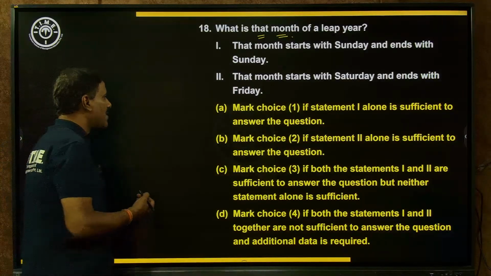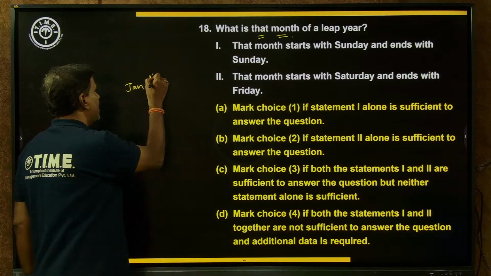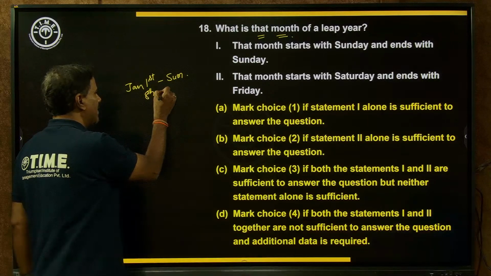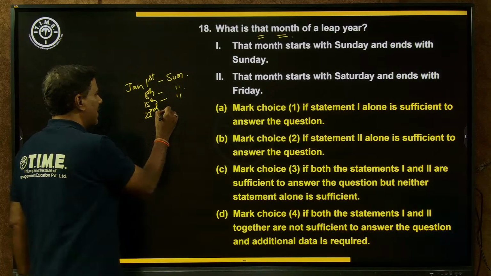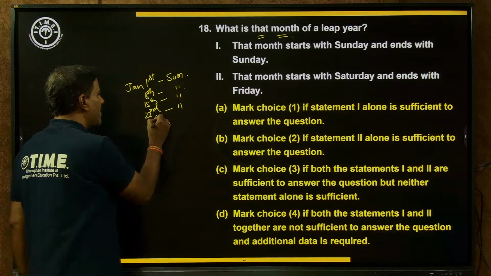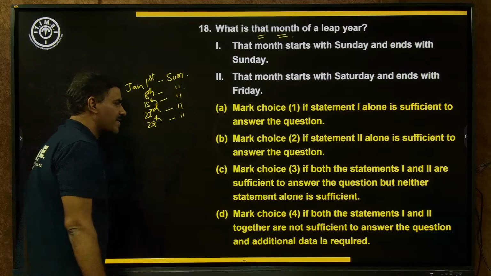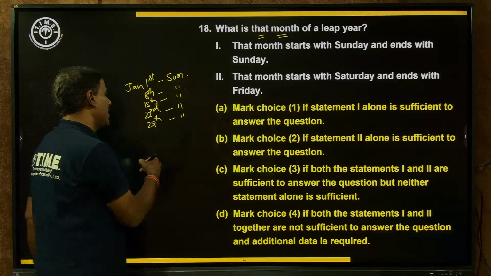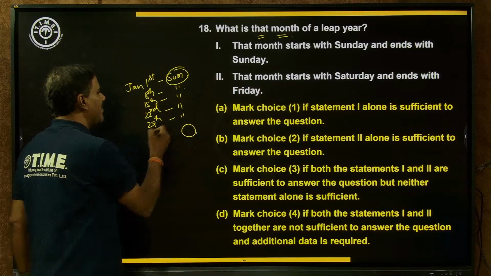Okay. So if you are considering a month like January, if January 1st is Sunday, what we understand is that 8th also will be Sunday, because 7 days later it will be a repetition. 15th also will be Sunday. 22nd also will be Sunday. 29th will be Sunday, right or not? 30th will be Monday, 31st will be Tuesday. So starting with the same day and ending with the same day is not the case here.